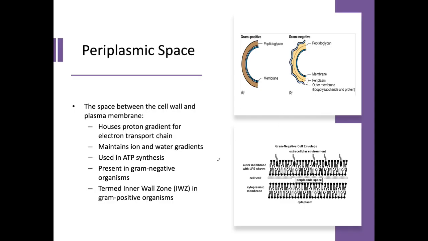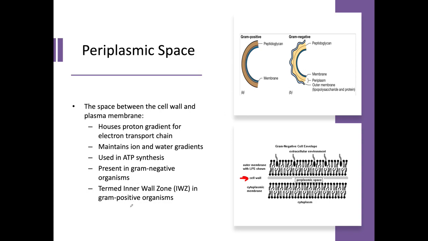That brings us to the periplasmic space. The periplasmic space, again, is that space in between the cell membranes. The cell wall is located within it. So in gram-negative cells, we call this the periplasmic space. In gram-positive cells, they just kind of call it an inner wall zone. And it's the space between the cell wall and the cell membrane in gram-positives. In gram-negatives, it's the space between the outer membrane and the cell membrane.